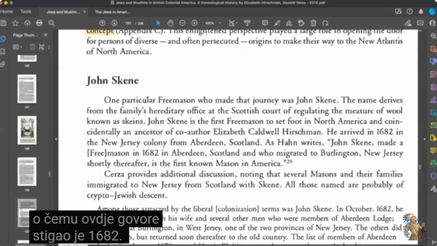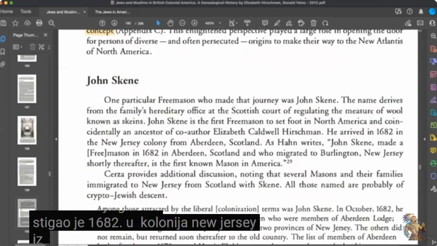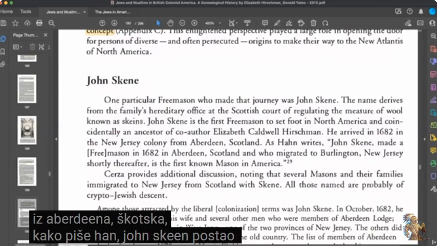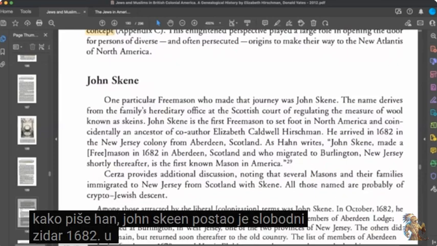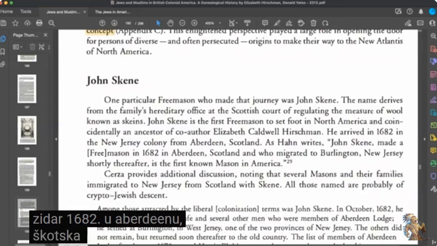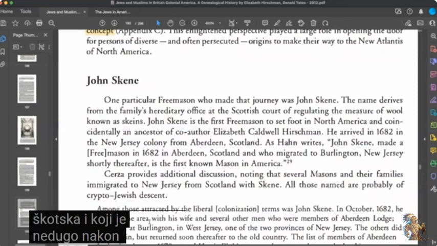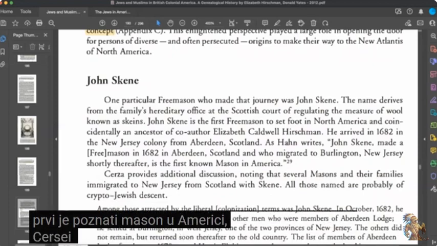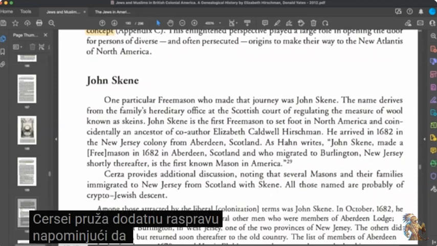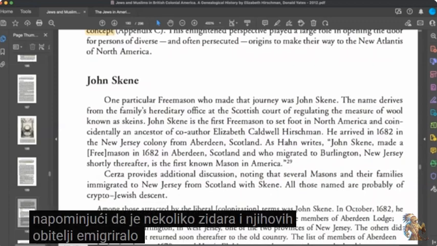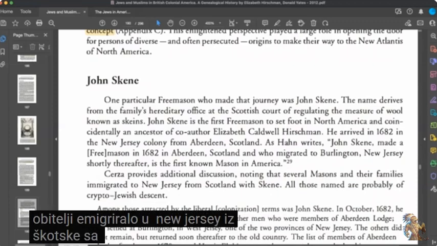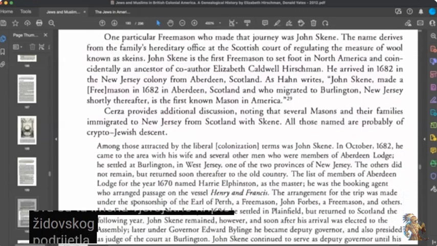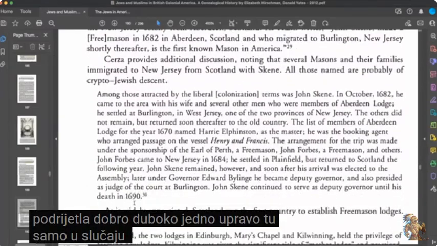He arrived in 1682 in the New Jersey colony from Aberdeen, Scotland. As Hahn writes, John Skene, made a Freemason in 1682 in Aberdeen, Scotland, and who migrated to Burlington, New Jersey shortly thereafter, is the first known Mason in America. Srcu provides additional discussion, noting that several Masons and their families immigrated to New Jersey from Scotland with Skene. All those named are probably of crypto-Jewish descent. All right, deep one right there, just in case you run into this.